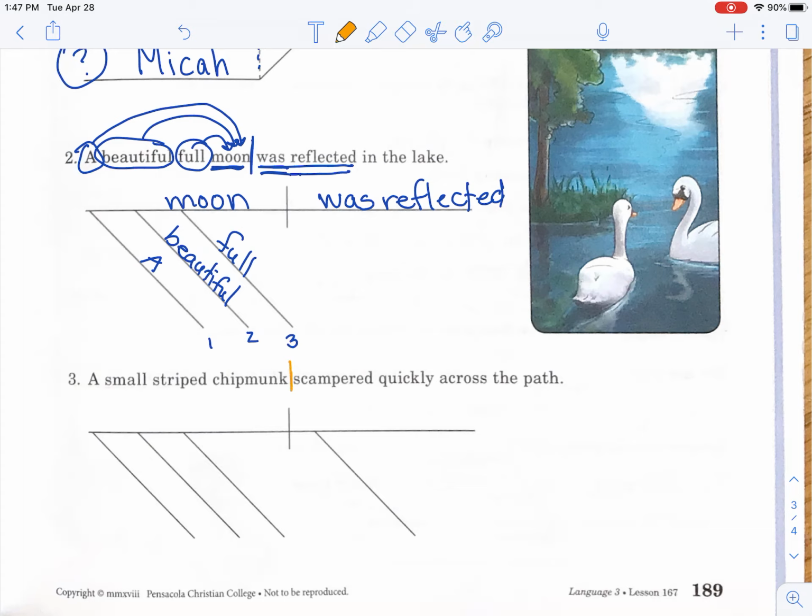So who's making the action in that sentence? The chipmunk. What is a chipmunk doing? Scampered. Okay, the chipmunk scampered. That's our basics. If you want to write it down on your line first, in that order, you can. Chipmunk. And what did the chipmunk do? The chipmunk scampered.